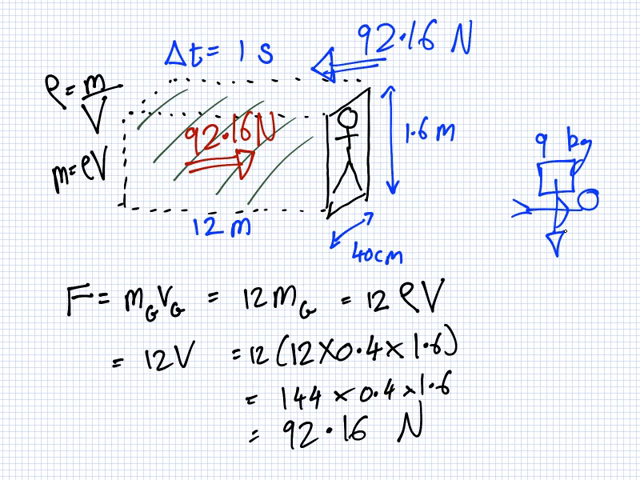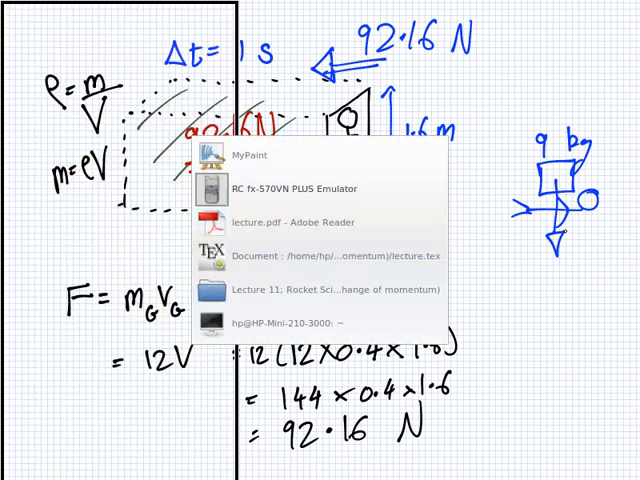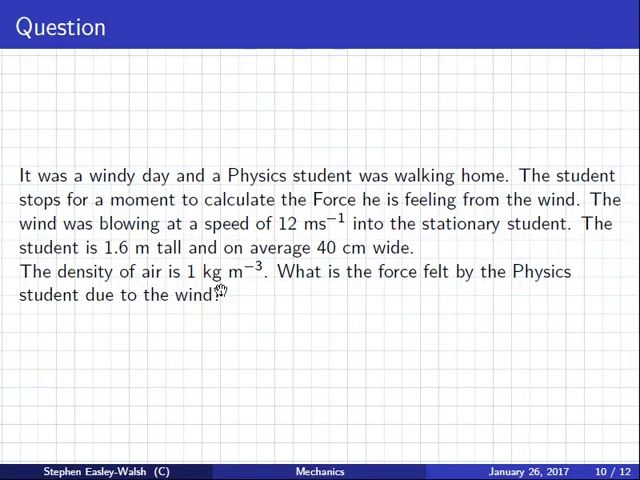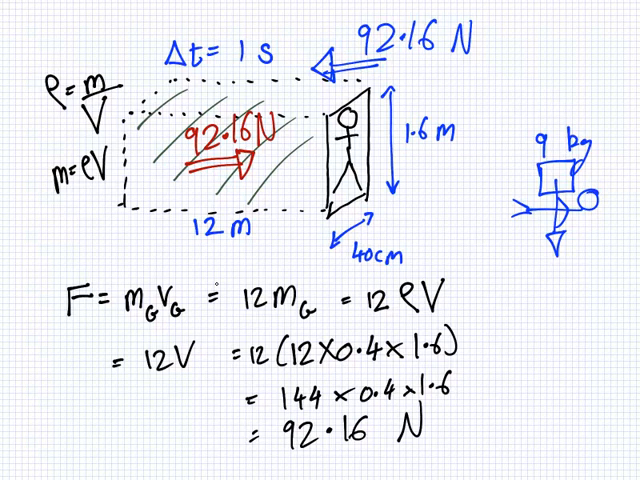Yes? Where's the density again? Oh, it's in the question. Density of air is about 1 kilogram per meter cubed. So it means that if you knew how fast the wind is blowing, then you can know what force you'll feel that morning as you're walking to school.